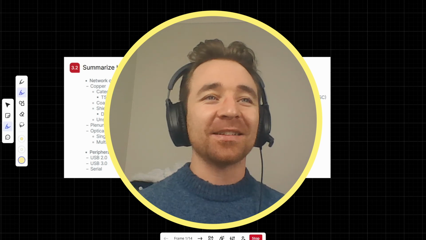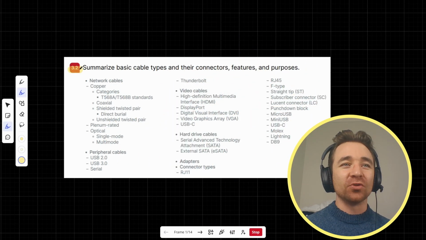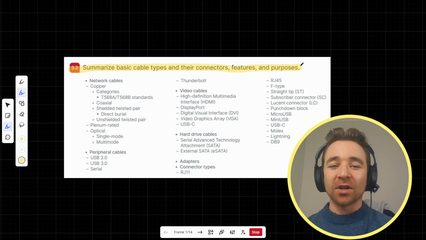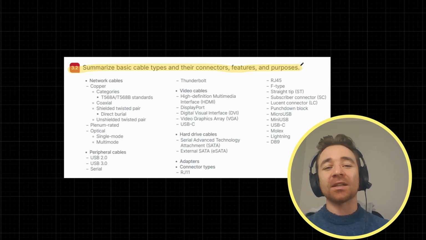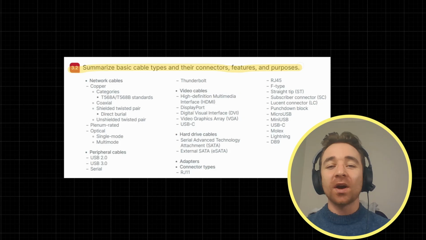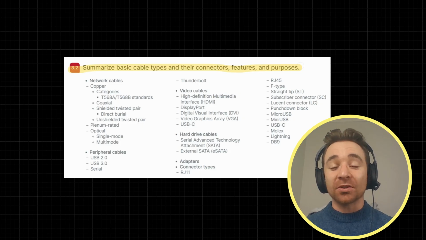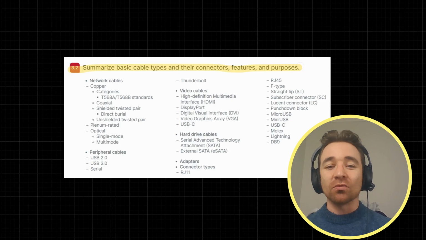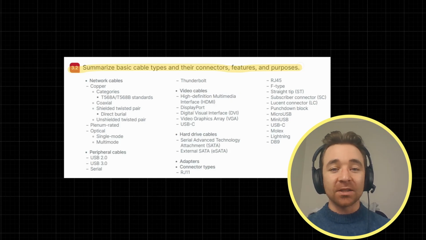In this one, we're going to be tackling exam objective 3.2. We're going to be summarizing basic cable types and their connectors, features, and purposes. We do have quite a lot to go through today, but I'm going to try to make it as quick and efficient as I can while still telling you everything you need to know. Also, I'm going to tell you the kind of questions they may ask you on your exam, and finally, I'm going to give you some practice questions at the end of this video to make sure you're ready for the real thing. So as usual, let's go ahead and get started.